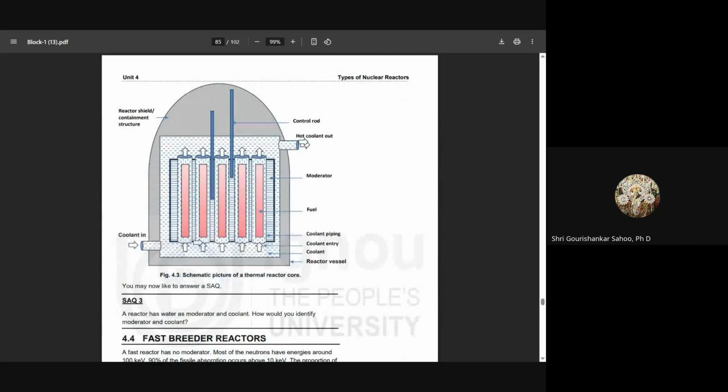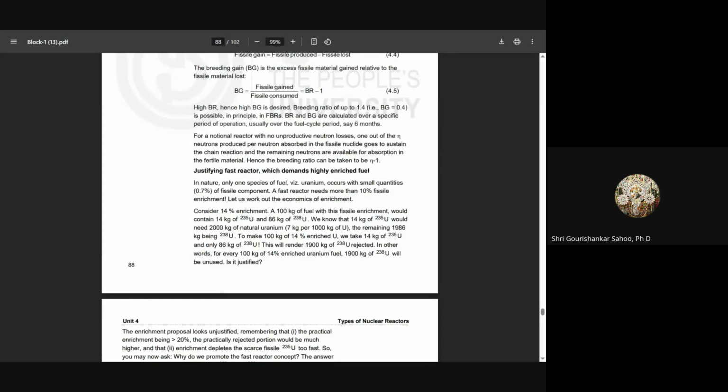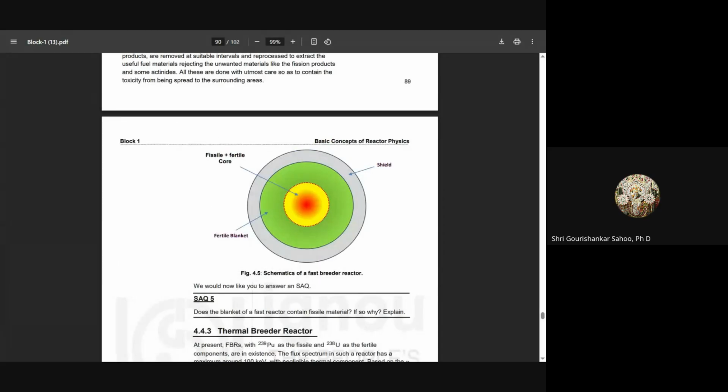Okay, so you can see here the schematic of a thermal reactor: the reactor vessel, then the coolants and coolant entry points, coolant piping, then fuel in rod form, then moderators, then hot coolant out, then control rod, then reactor shield, containment structure. In a fast reactor you have only fast neutrons, but the picture is very similar.